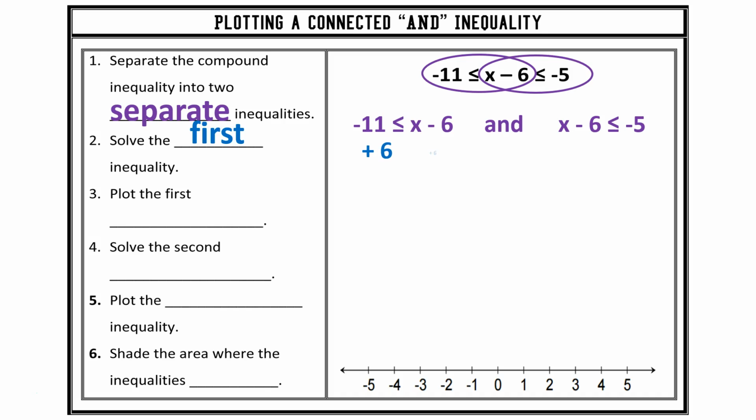Solve the first inequality. It's a one step. I'm subtracting 6 from my variable, so I add 6 to both sides. That's going to give me negative 5, little calculator moment, is less than or equal to x. I'm going to plot that.